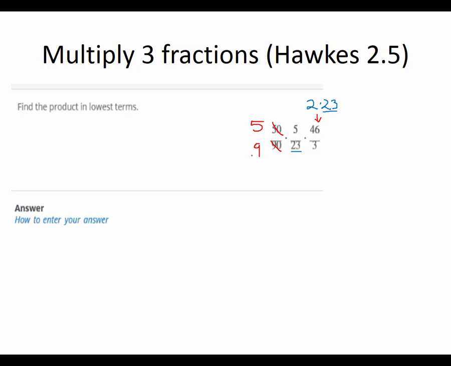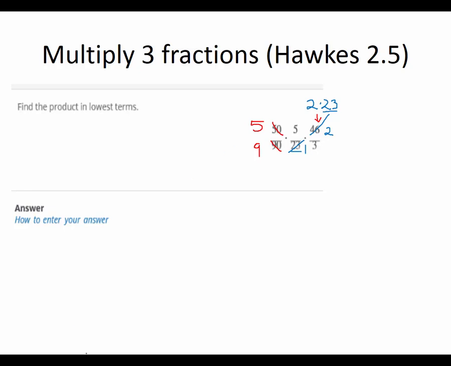Now, if you didn't see that, you can try to divide the guys on the bottom. 9 is 3 times 3. 3 is a prime number, and 23 is also a prime number. So you can try to divide all the numbers on top by 3 and 23 to see what will work. But breaking the 46 down, I think, was the easiest way to see that. So I can divide 46 by 23. 46 divided by 23 will leave me with a 2, and I can divide 23 by 23. Any number can be divided by itself. That leaves me with a 1.